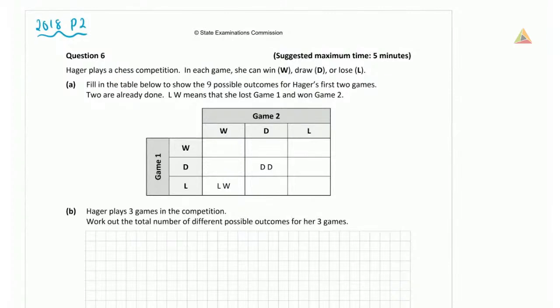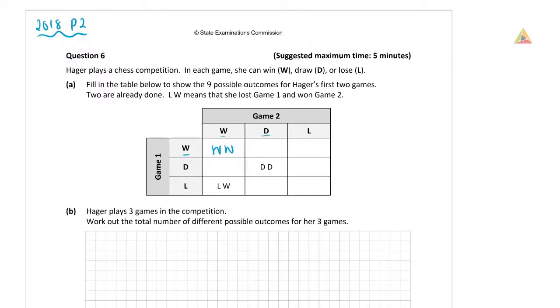Okay, so question 6. Harrier plays a chess competition. In each game, she can win, which stands for W, draw, we've got the letter D, or lose, L. So fill in the table below to show the 9 possible outcomes for her first 2 games. The two are already done. So LW means that she lost game 1 and won game 2. Okay, so the first option there would be W. So I'm looking at this and this together. Then, so W and W would mean that she'd win both.